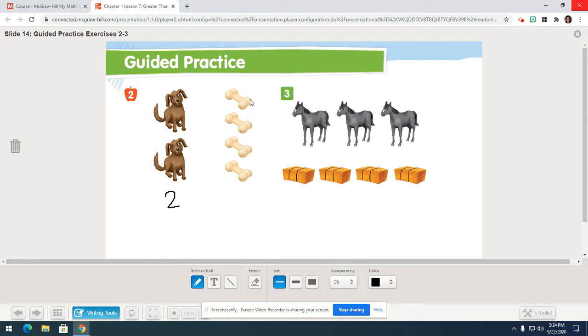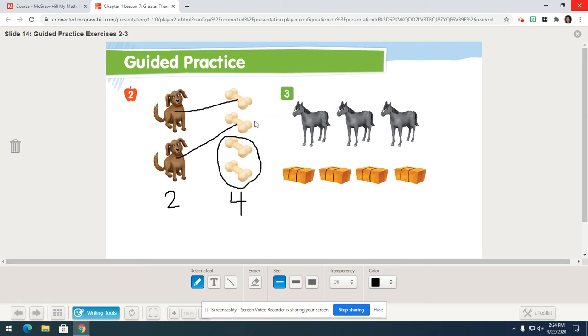Count how many bones you see. 1, 2, 3, 4. Nice. Baby L, line down. Go ahead, write it. Draw a line from the dog to the bone. 1, 2. Circle the rest of the bones.